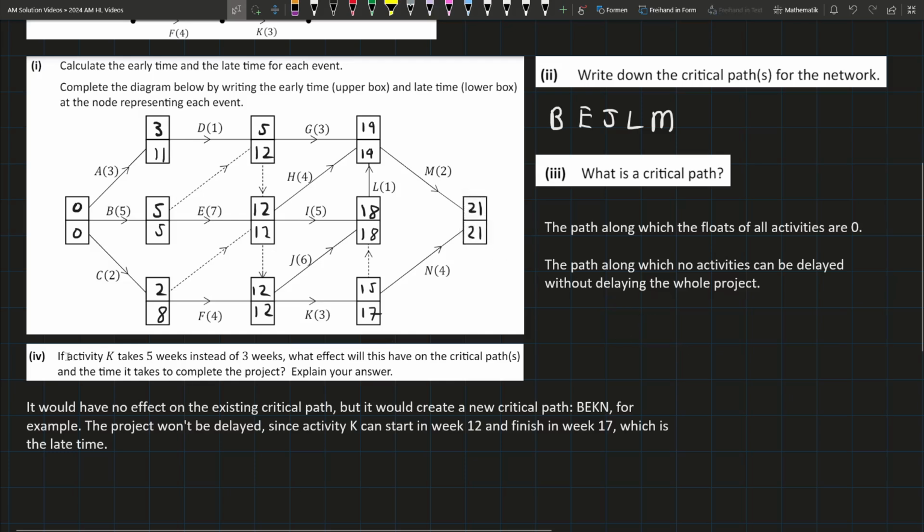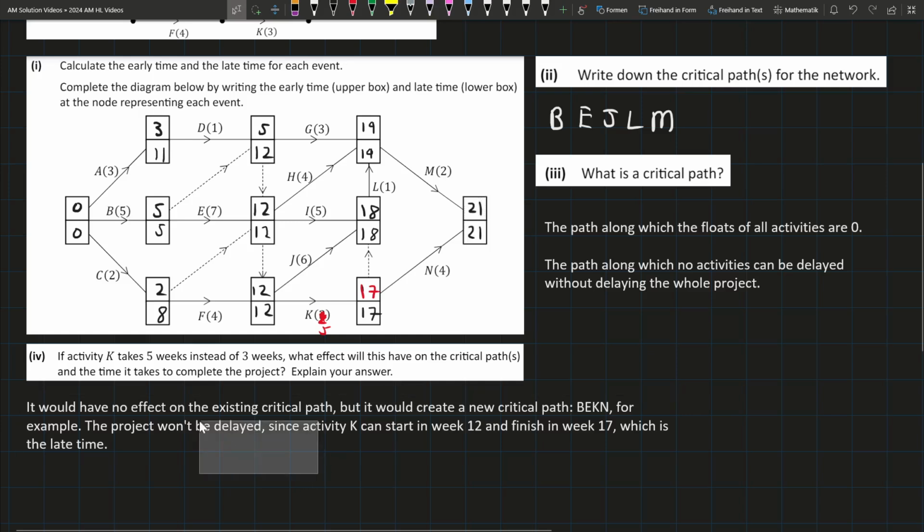Part 4 then said if activity K takes 5 weeks instead of 3 weeks, what effect will this have on the critical paths and the time taken to complete the project? So that would mean this would be 5. So I'm going to color it in red. So this would become 5. Scroll that out. Which means 12 plus 5. The earliest we could be done here then is 17. And of course that's also the latest we could be done by, because 17 plus 4 brings us to 21. If this was 18 plus 4, that'd be 22. We'd be delaying the project.